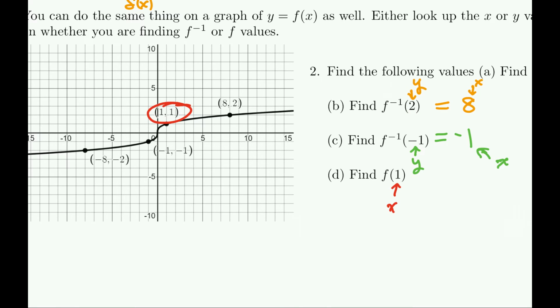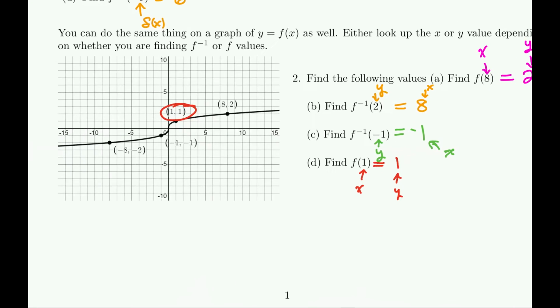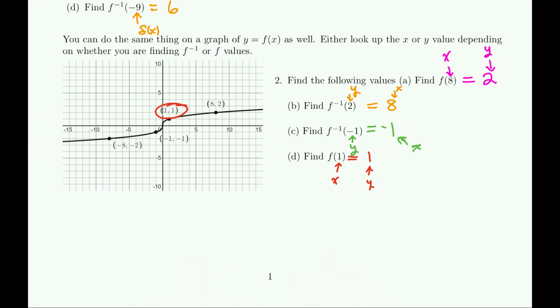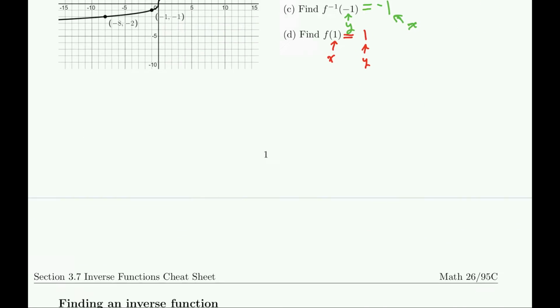You find the point here. That's where the x value is 1. And then what is the y value? Also 1. So f of 1 is 1. And that's how you do these with a graph. It's not super complicated. You're looking, either they give you the y and you're looking for x, or they give you the x and you're looking for y.